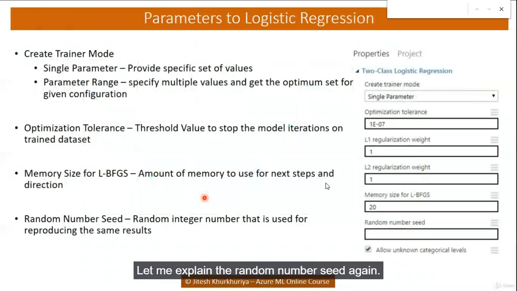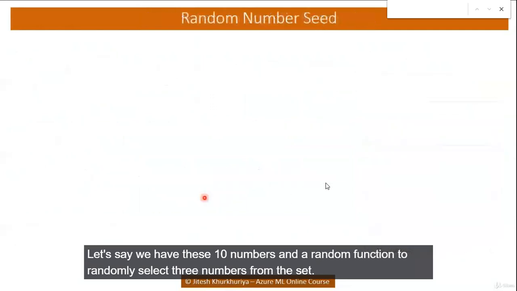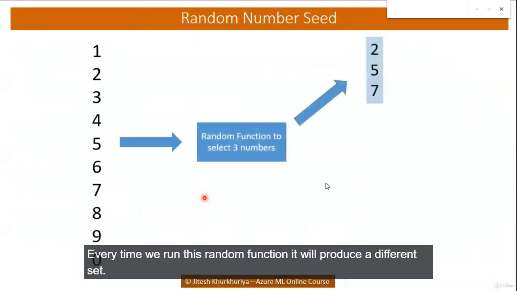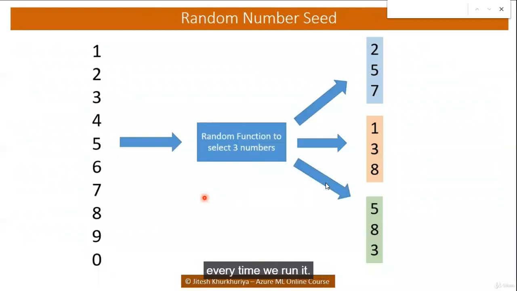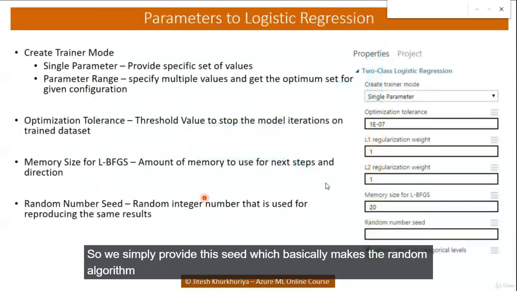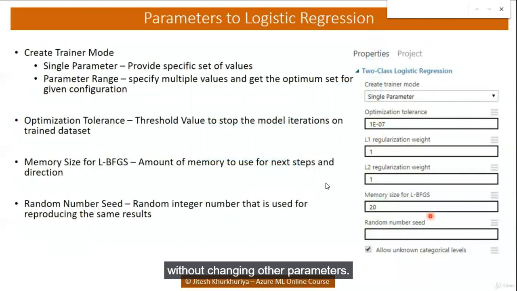All right. Let me explain the random number seed again. Let's say we have these 10 numbers and a random function to randomly select 3 numbers from this set. Every time we run this random function, it will produce a different set. When we train the model, we do not need different selection of data multiple times. Else, our model will produce different results every time we run it. So we simply provide this seed, which basically makes the random algorithm remember the logic it applied so that we get the same result if we rerun the experiment multiple times without changing other parameters.